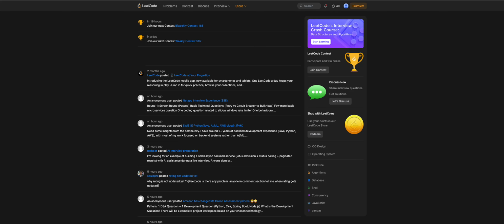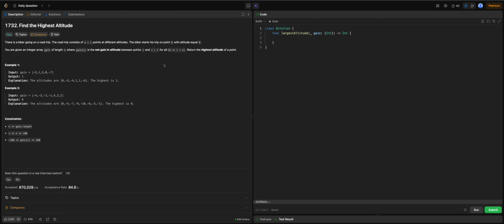Alright, let's solve the Leetcode problem. The problem is to find the highest altitude. There is a biker going on a road trip. The road trip consists of n+1 points at different altitudes. The biker starts his trip from point 0 with an altitude equal to 0.